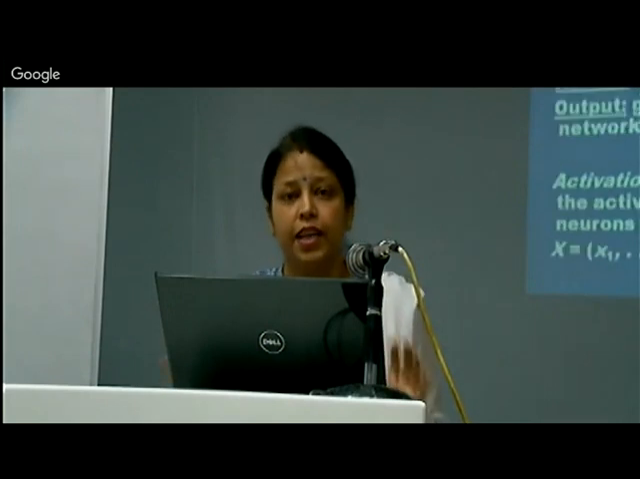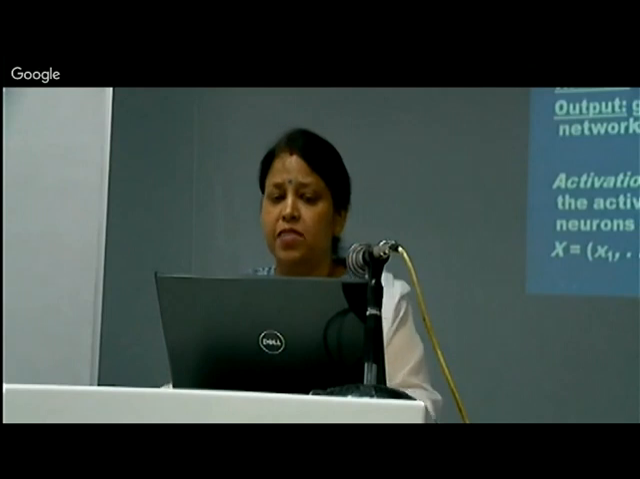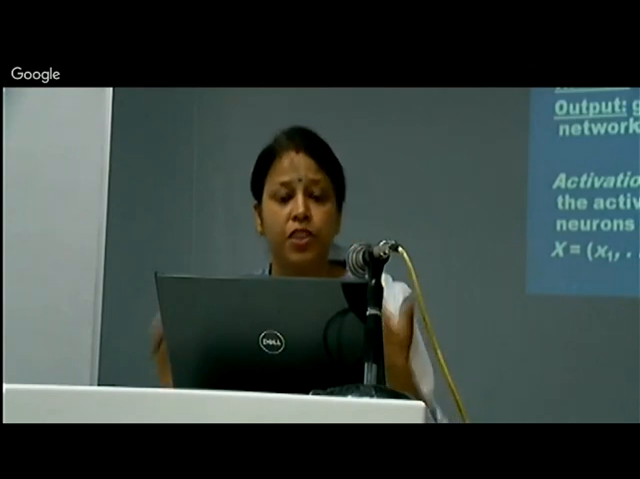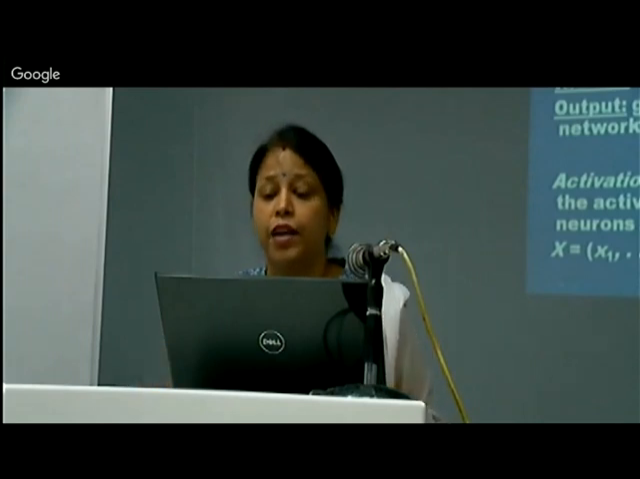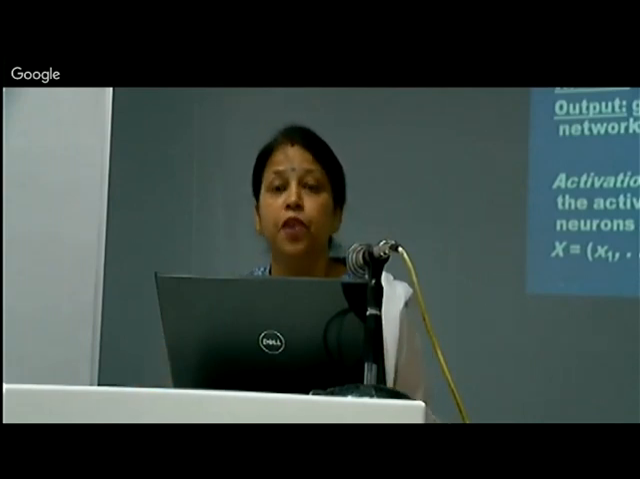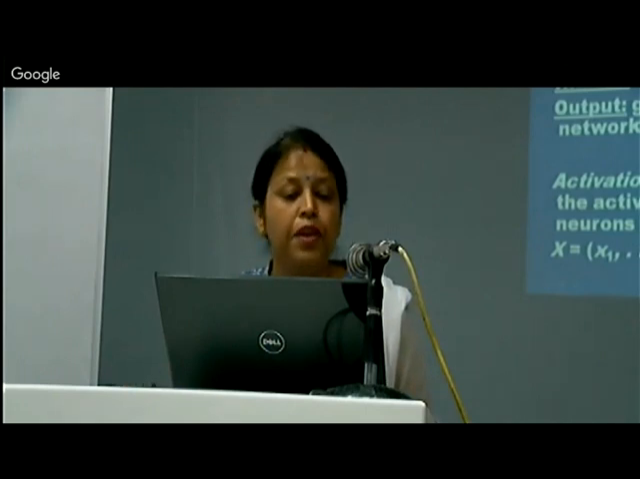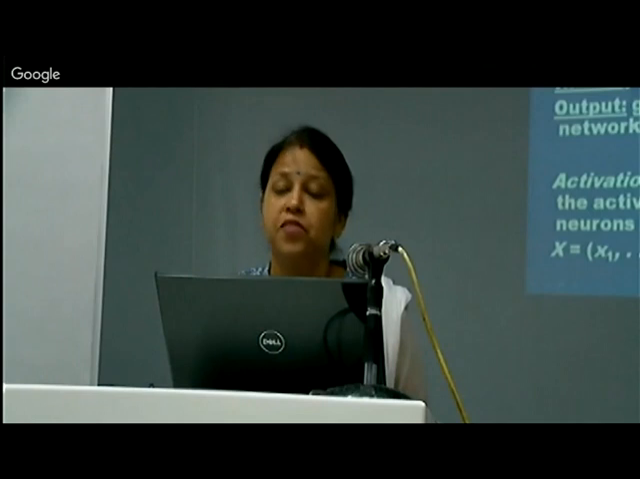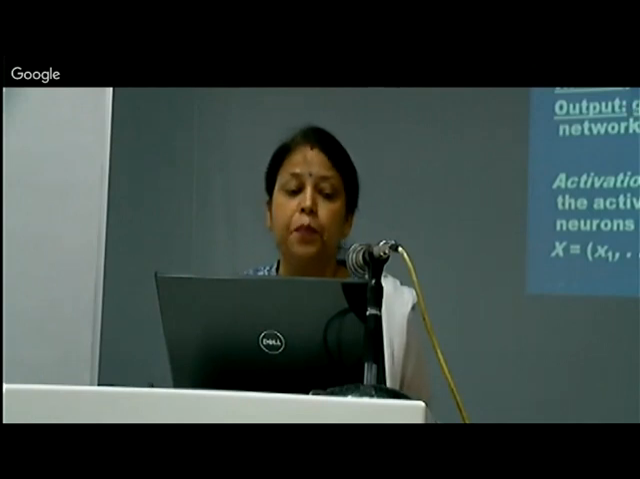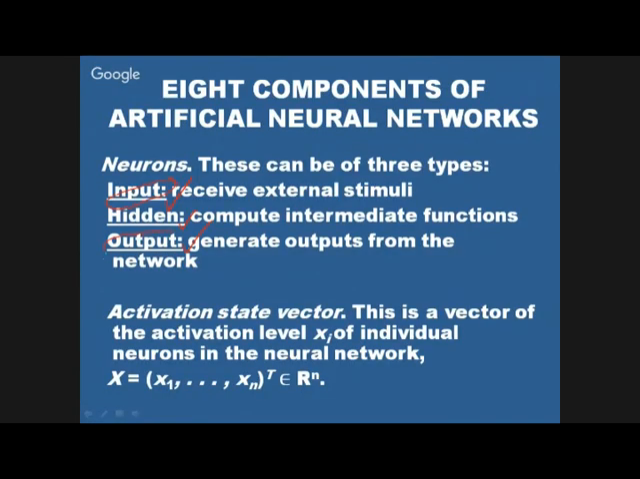So these are the general characteristics. We have already done this, but anyway, I'm telling you the 8 components of an artificial neural network. The first component is neurons. There are 3 types: input neurons, hidden neurons, and output neurons. Hidden neurons perform the intermediate calculations. Another is the activation state vector, the vector of xi.